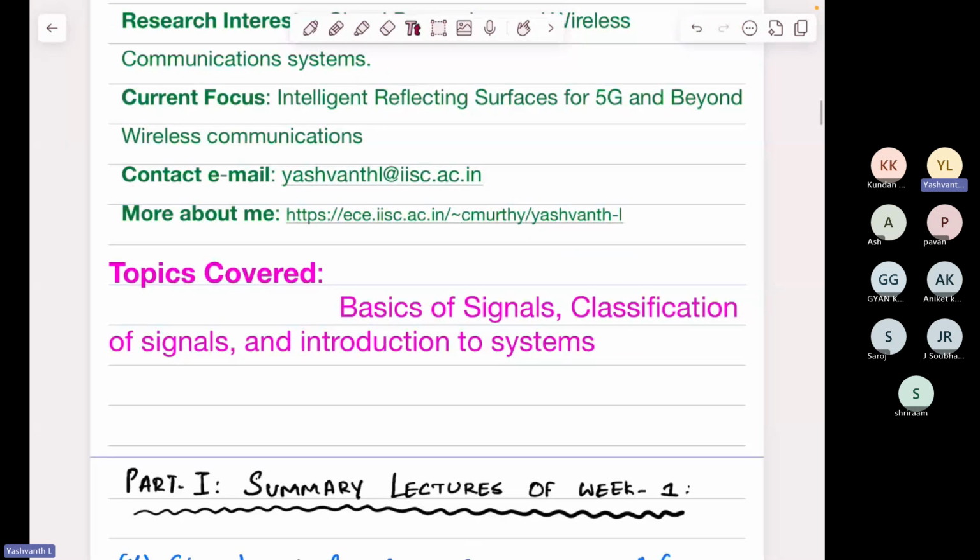So the topics that are going to be covered for week one are just to get started with basics of signals, classification of signals, that is, what are the various types of signals, and some introduction to systems.